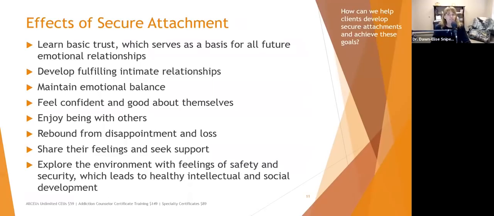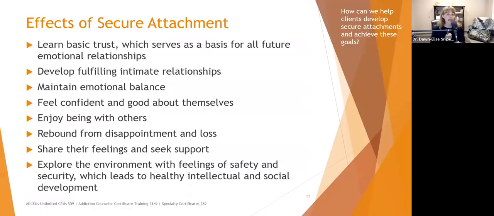The second is to develop fulfilling intimate relationships. And this can be between friends. It doesn't have to be a sexual thing. But develop these fulfilling relationships that are close, where you can share your deepest, darkest feelings and you can ask for help and not feel like you're going to be rejected.